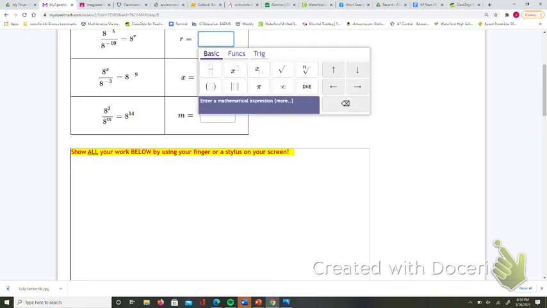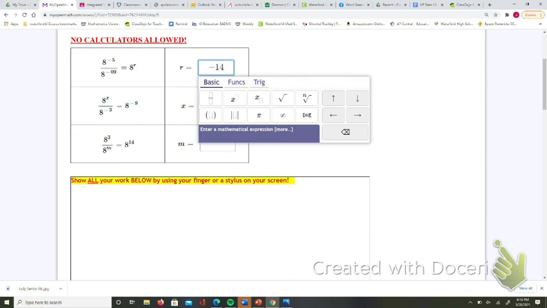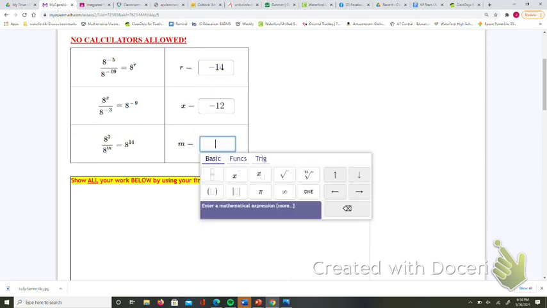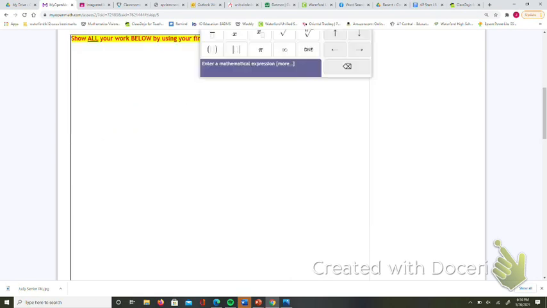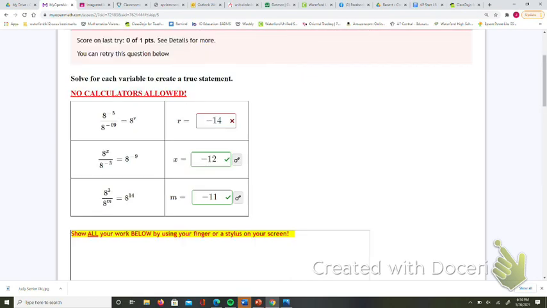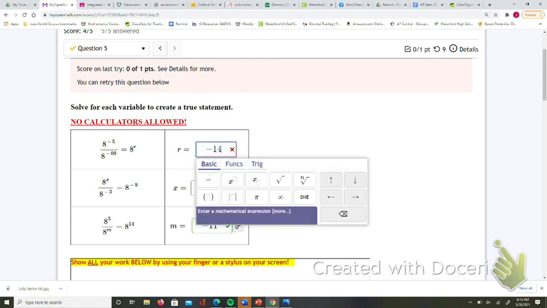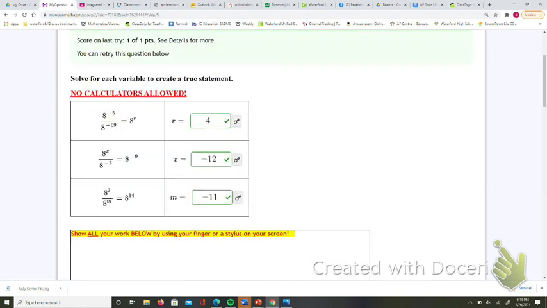Whoa. Negative 14, negative 12, negative 11. Now, make sure that you have all of the... not negative 14. Did I say negative 14? Negative 5 plus 9 is 4, not negative 14. Okay, I have to go back and make sure I did that right.